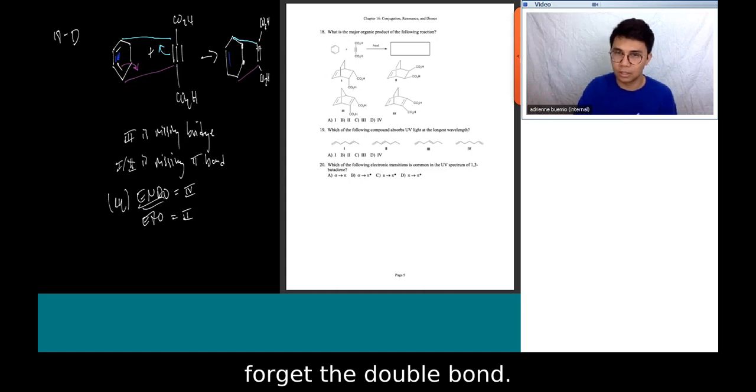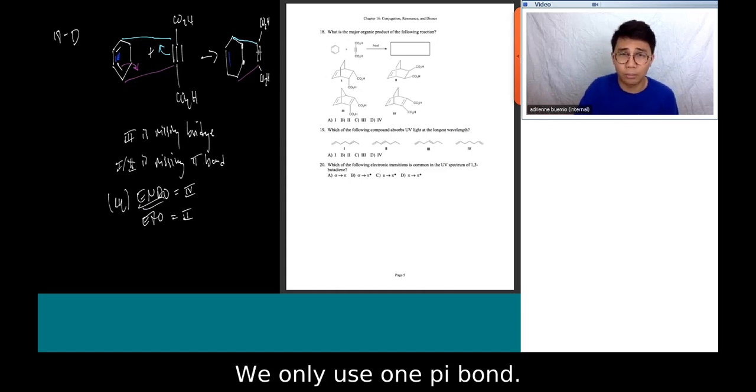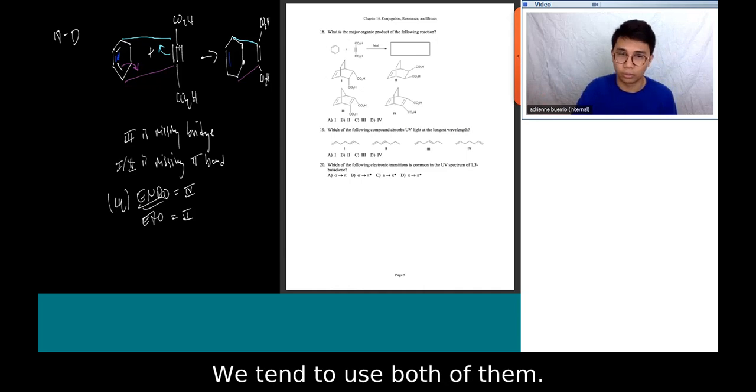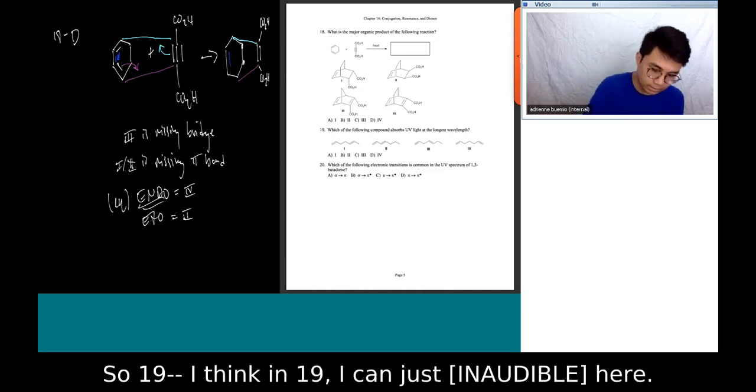So not too crazy. Yeah, endo's the one you're kind of looking for, and then don't forget the little details, like don't forget the double bond. We only used one pi bond, right? When we moved this, we didn't use both of them, right? Okay, so 19. I think 19 I can just fit here.